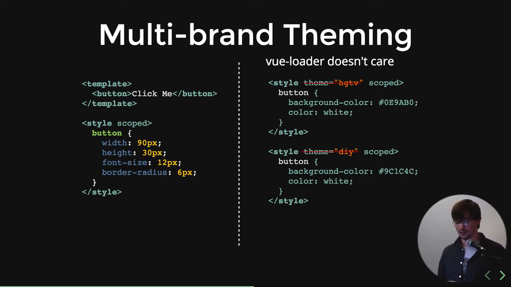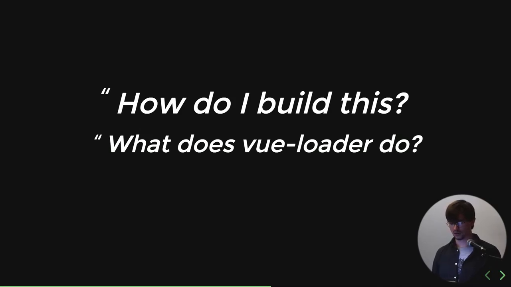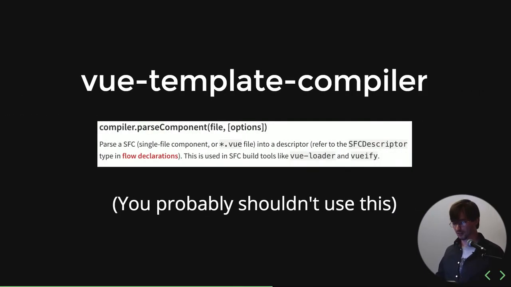I know that everything's getting output, that it's not choking on my theme attribute. So how do I build this? Or really, what does vue-loader do? How does it work? What does it take as input? My journey brought me to vue-template-compiler. I dug deep into the internals of vue-loader, looking at how it did its compilation, the parsing and everything, because Lord knows I don't want to do that.